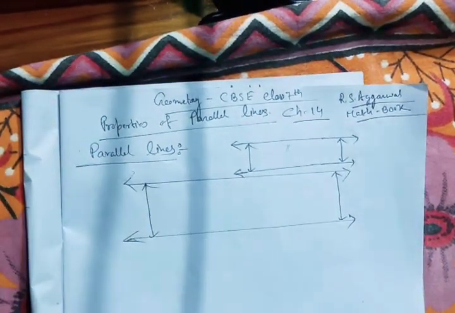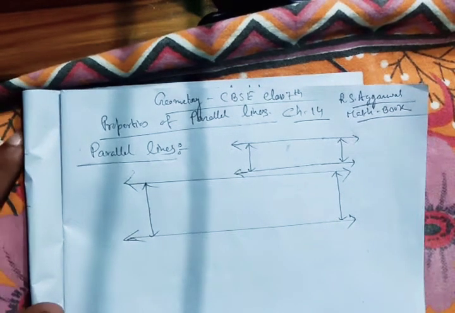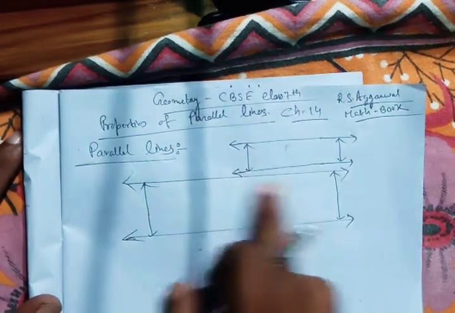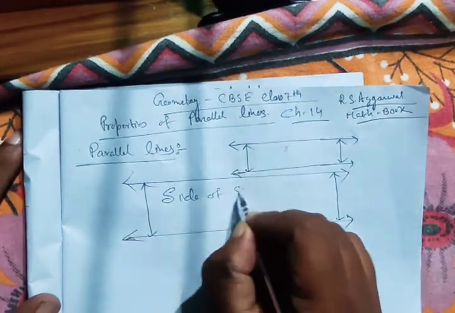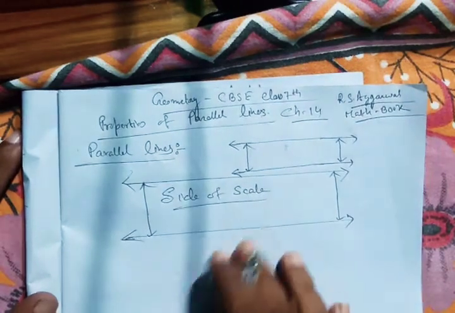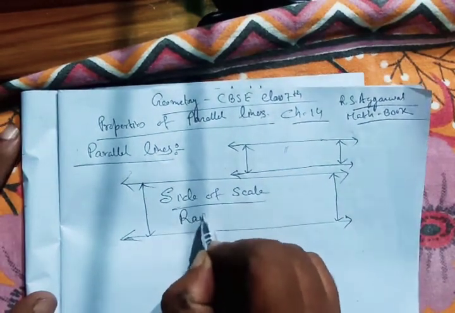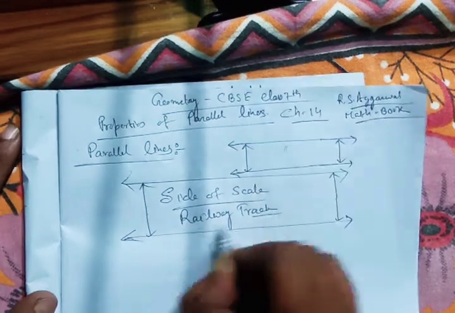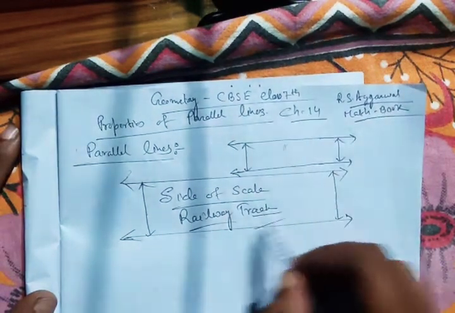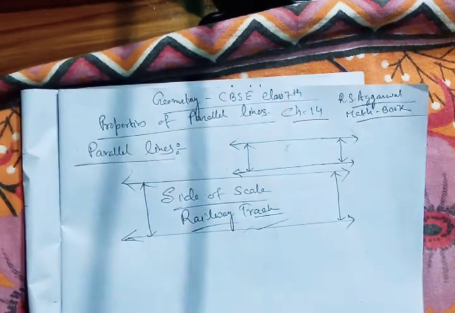Next, suppose we take the railway track. So, this is the side of a scale. Next, the railway track. The railway track is an example. Okay. So, these are examples of parallel lines. Hope you are able to understand.